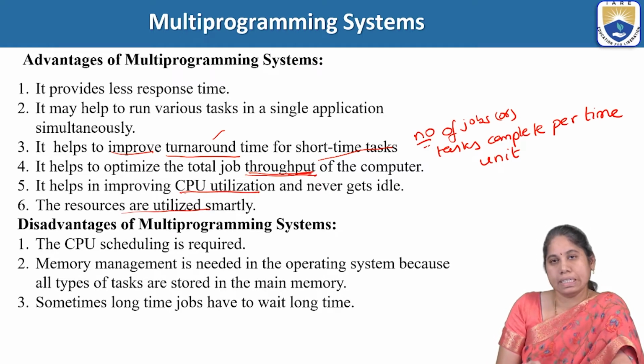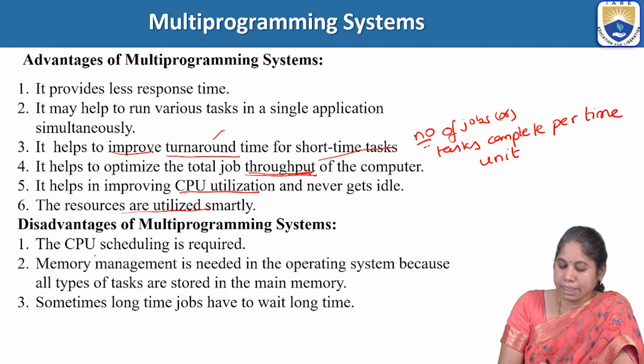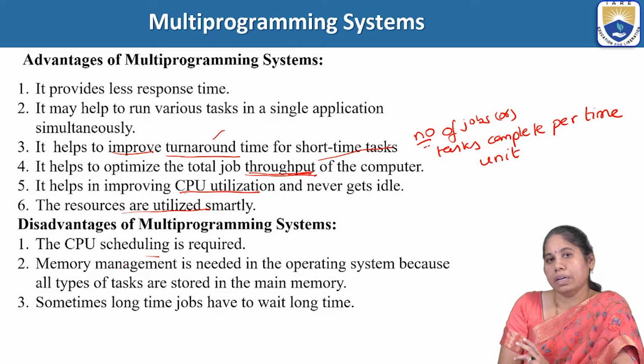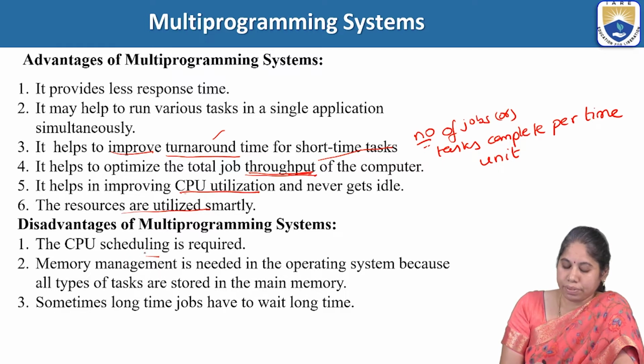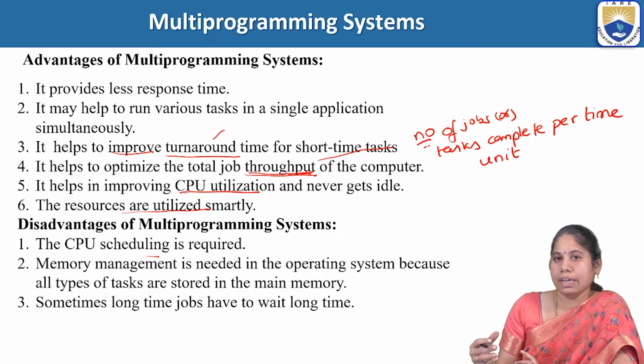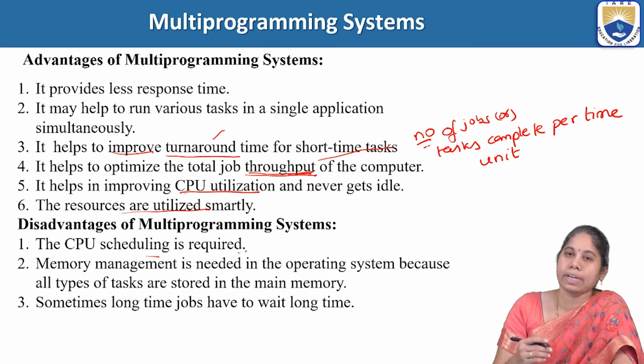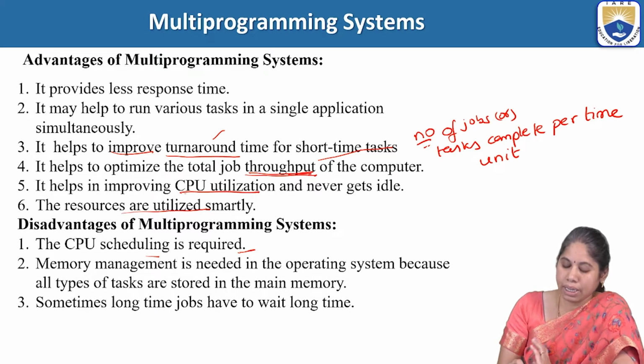Come to the next, the disadvantages. Here CPU scheduling is required, because some software or some scheduling algorithm has to be present in the CPU to do the scheduling. That must be required. Without it, it will be like a tug of war, about who is going to come and who is going to get the execution. So the scheduling algorithm takes care of which job has to be picked from memory and sent to the CPU. Memory management is also needed.